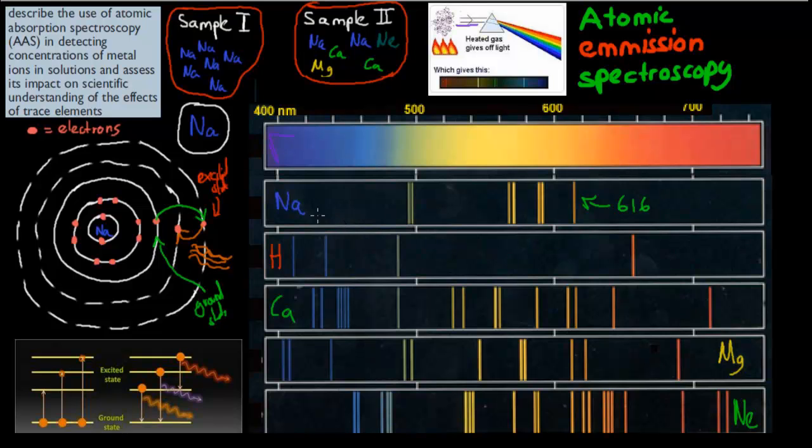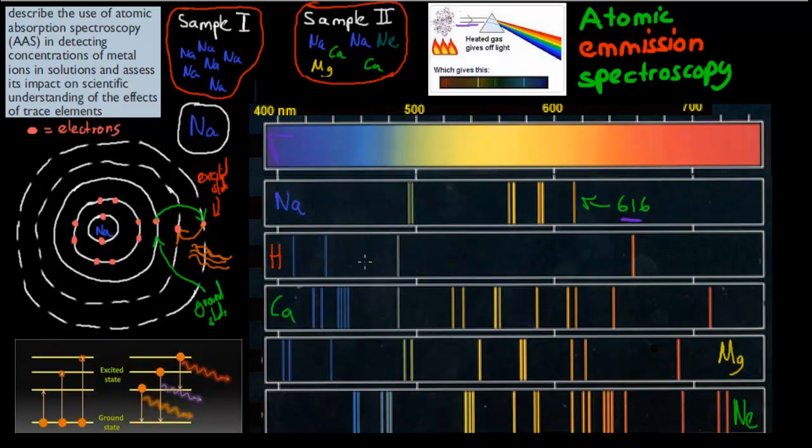So for example, sodium emits green light. So these small frequencies of green light, these small frequencies of yellow light, and this frequency of orange light. For example, this frequency of orange light we might call 616, because this is 600, this is 620 right here, and just before it is 616. And then you can see hydrogen would have different types of emissions.